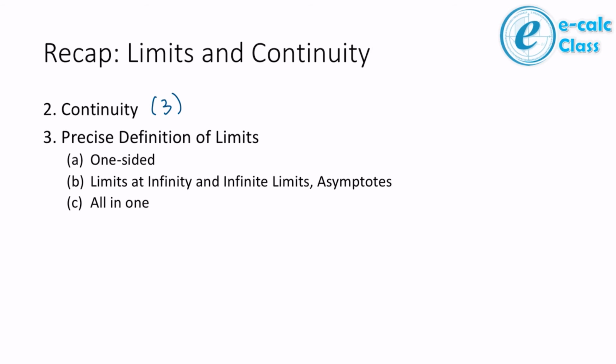Then the hardest part of this chapter, which is the precise definition of limits, we have discussed the precise definition for one-sided limits in lesson number 2. Limits involving infinity and also the asymptotes, we discussed in lesson 4. And all the precise definition exercises are done in lesson 10. Okay, so with that, we are done with the chapter limits and continuity.